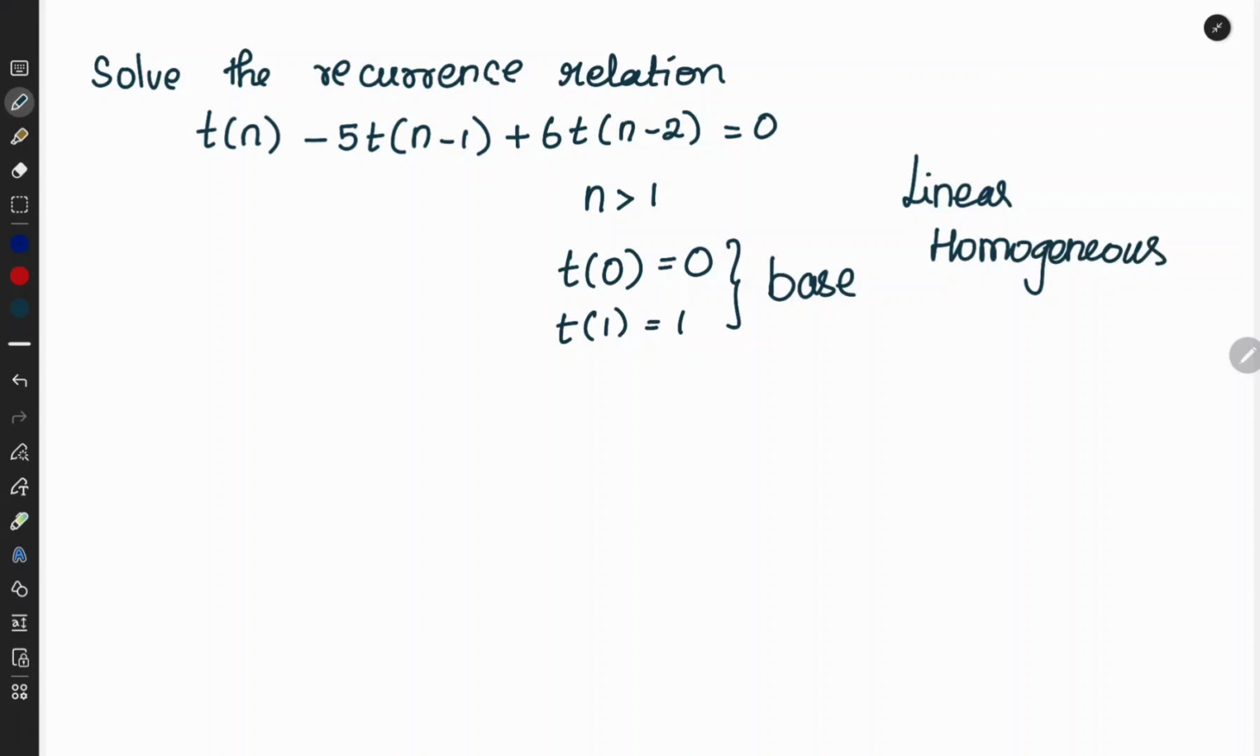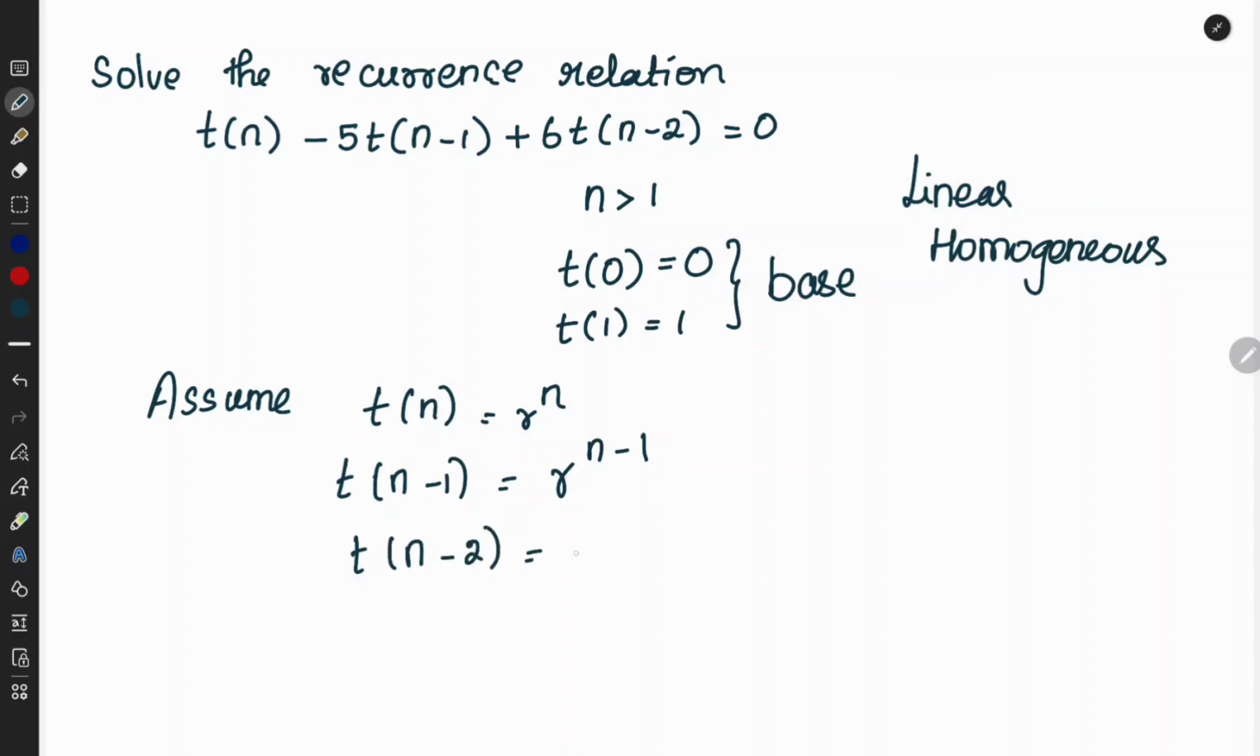First we need to assume T(n) as r^n. For easy solving purposes, we are just changing the notation: T(n-1) becomes r^(n-1), and T(n-2) becomes r^(n-2). Now we are going to substitute this in the recurrence relation. So it becomes r^n - 5r^(n-1) + 6r^(n-2) = 0.